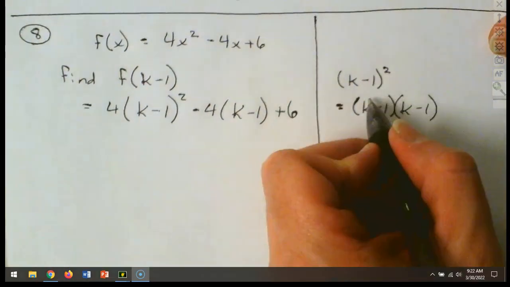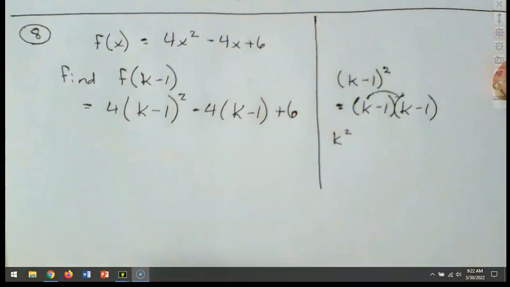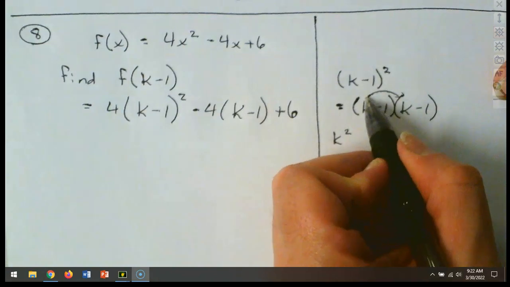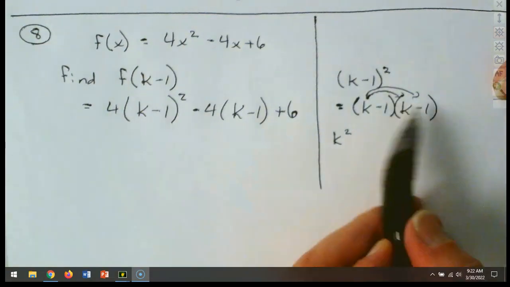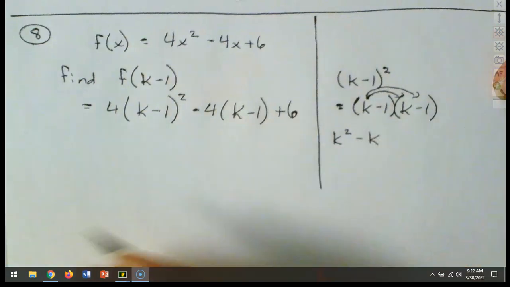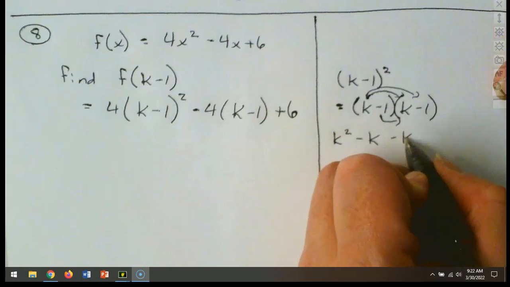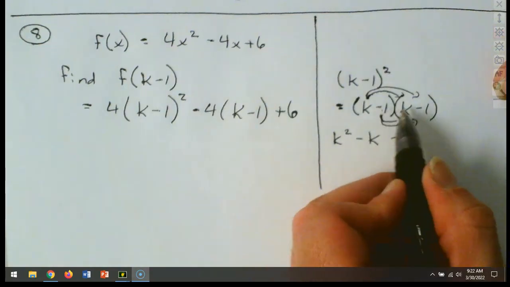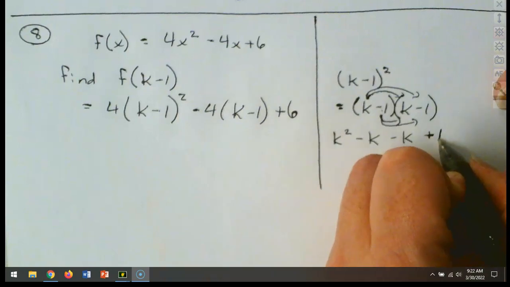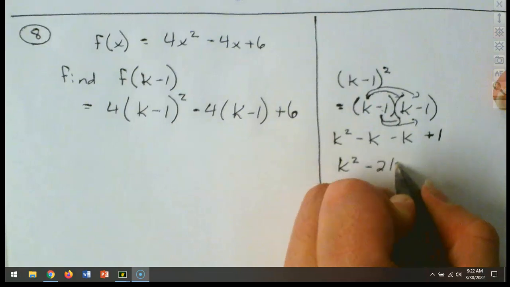So how do we FOIL? Well, we take the first times the first. K times k is k squared. We take the outside times the outside. K times a negative 1, that's a minus k. Inside, another minus k. And last times last, watch your signs. Negative times negative makes it positive 1. So then that is now k squared minus 2k plus 1.